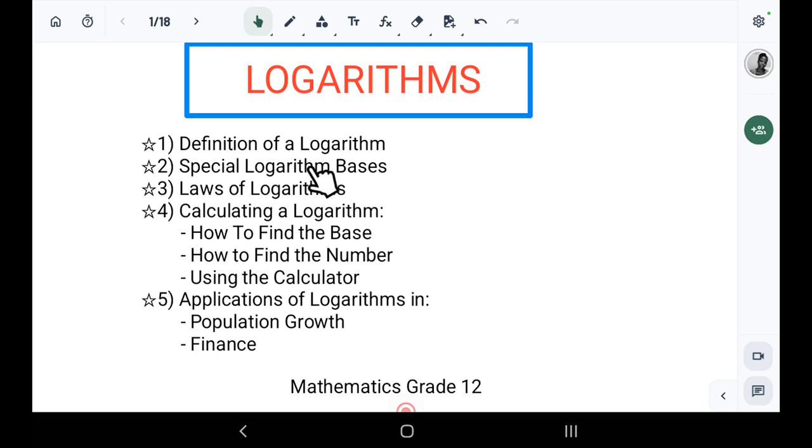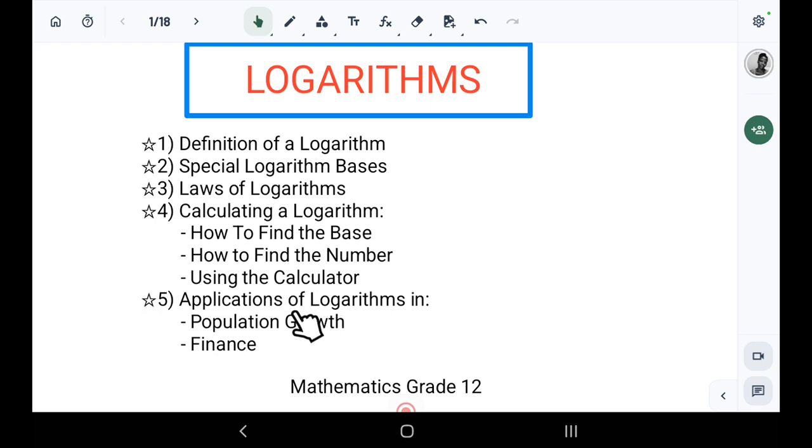In detail, we're going to look at the definition of a logarithm, what relatives it has, and how it is connected to those relatives. Number two, we're going to look at special logarithm bases, how to spot them and how to calculate them. Number three, we're going to look at laws of logarithms and how they are related to the laws of the said relatives in number one, that we're going to also look at in brief. Number four, we're going to look at how to calculate a logarithm, whether it is finding the base, finding the number, or simply using the calculator, and how to do that, what buttons to press, and how to calculate certain logarithms looking a certain way in the calculator.